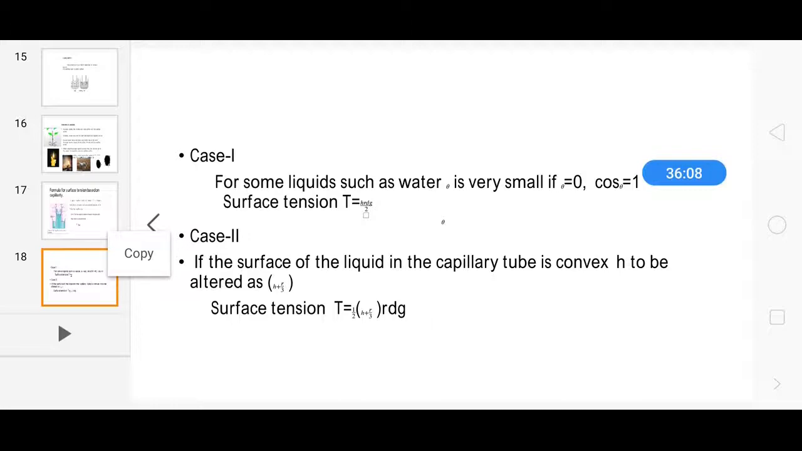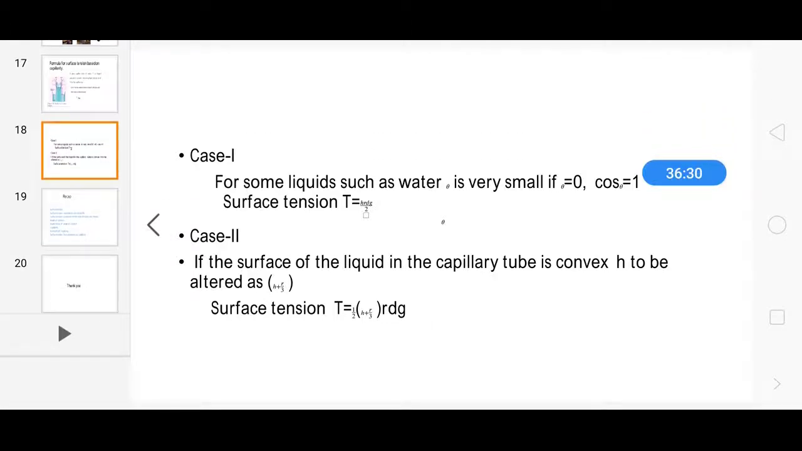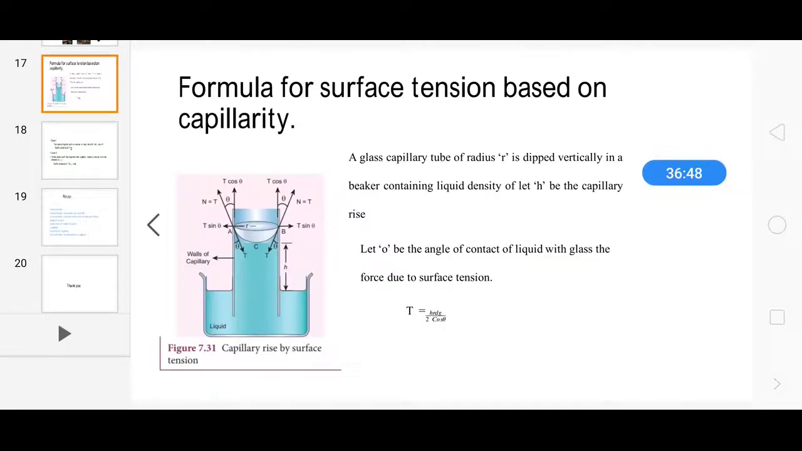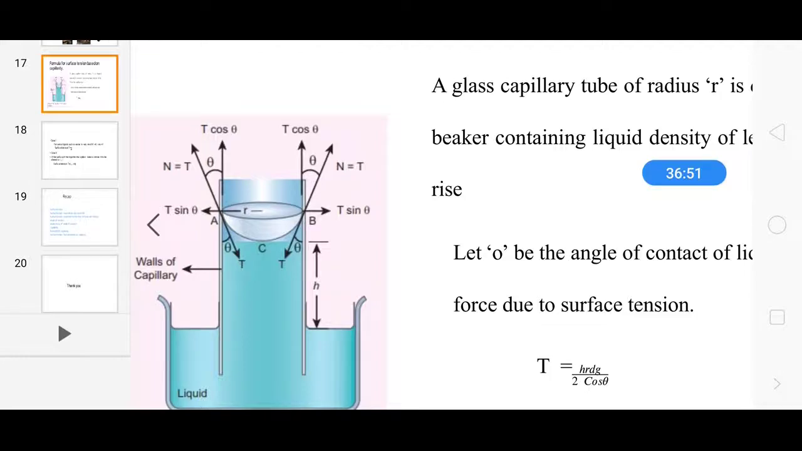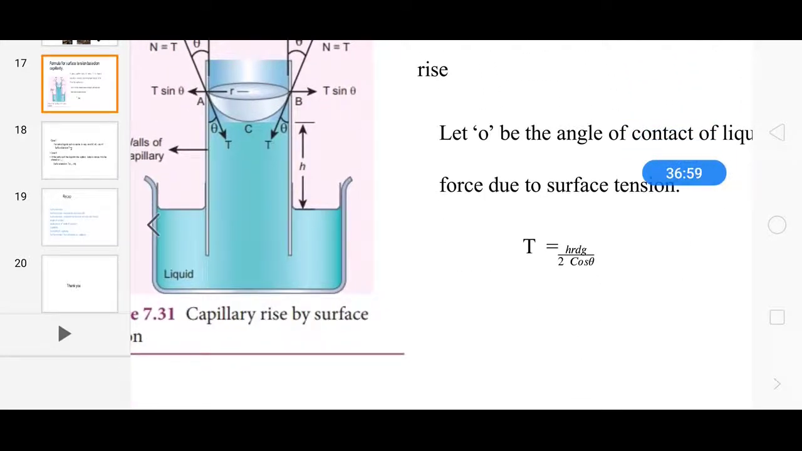So here theta depends on the liquid and glass. For pure water and pure glass it is 0. For pure glass and pure mercury it is around 140 degrees. So this is the formula for surface tension based on capillarity. What is the formula? It is h r d g by 2 cos theta, where h is the rise of the liquid in the capillary tube, r is the radius of the capillary tube, d is the density of the liquid, g is acceleration due to gravity, and theta is the angle of contact.